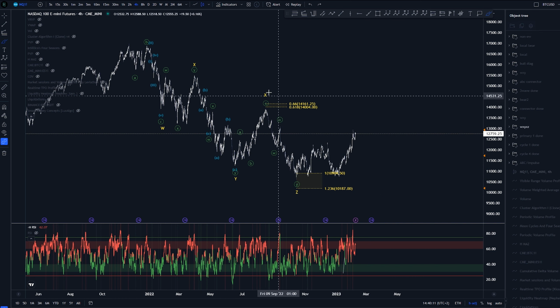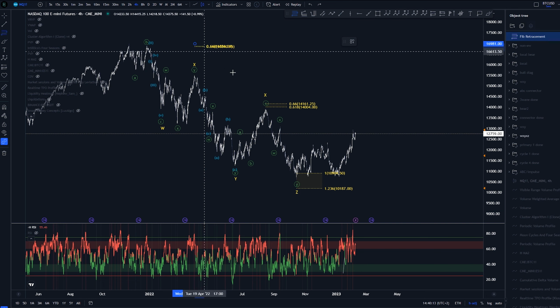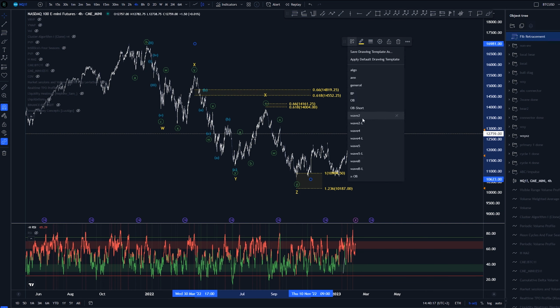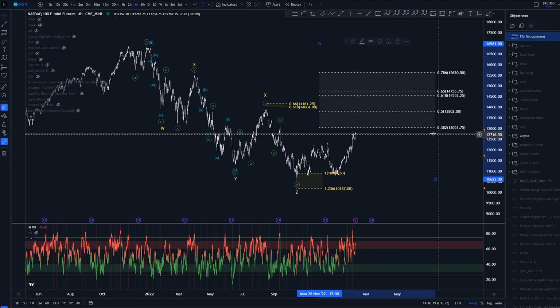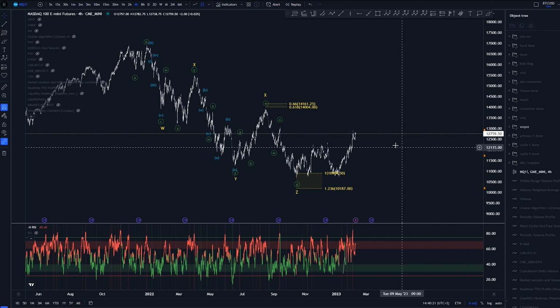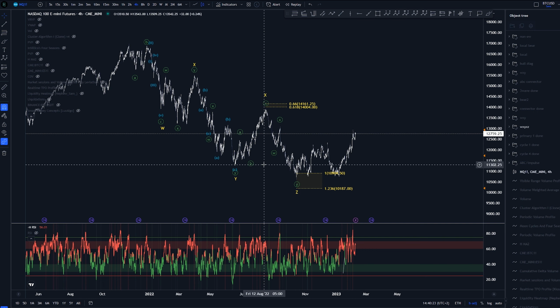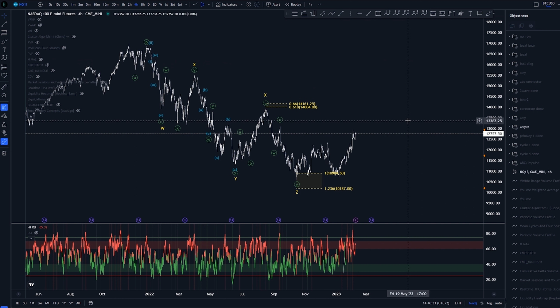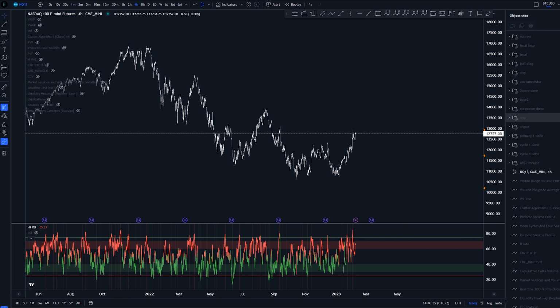However, it would be very weird if it is actually a connector wave that is connecting this structure coming down into the next, as we have not even taken the 38.2 yet. But this is still one of the possibilities. However, as the WXYXZ triple correction is very uncommon, meaning very rare, it's not really a primary idea.